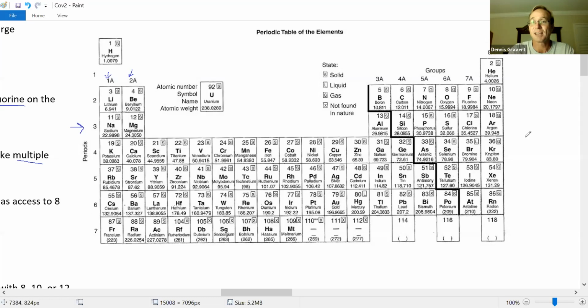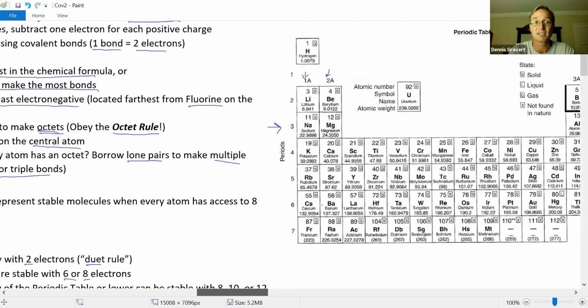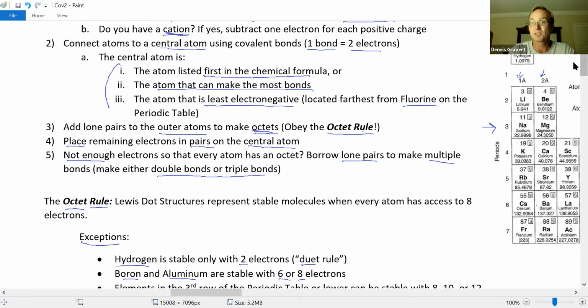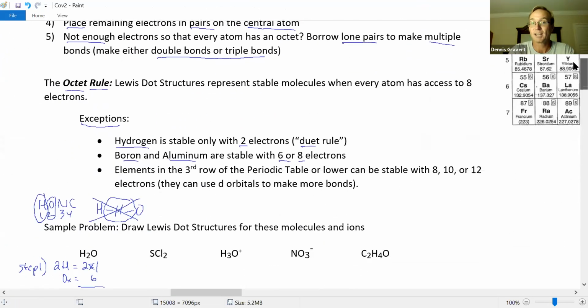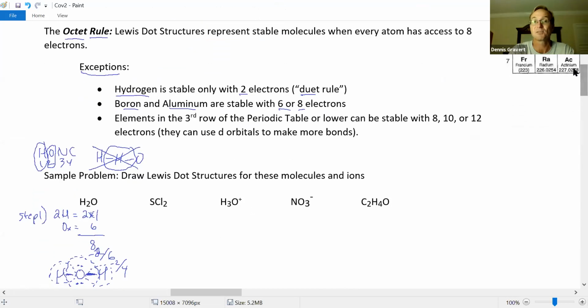Chlorine is in column 7. Sulfur is in column 6, and they're both non-metals. So the name: S was sulfur, and chlorine becomes chloride. So this is sulfur chloride. But it's covalent, so I need to add the di-, tri-, tetra- prefixes. This compound is sulfur, no mono on the first element, dichloride.